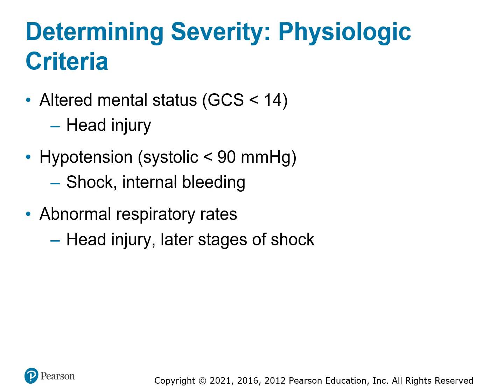So, determining severity, there are some physiologic criteria for what is considered a priority patient. Altered mental status, so a GCS of less than 14 with a head injury. Hypotension, so a systolic blood pressure of less than 90 could indicate shock or internal bleeding. Abnormal respiratory rates, whether that's really fast, really slow, or an irregular rate and depth, could indicate head injury and could be present in later stages of shock.